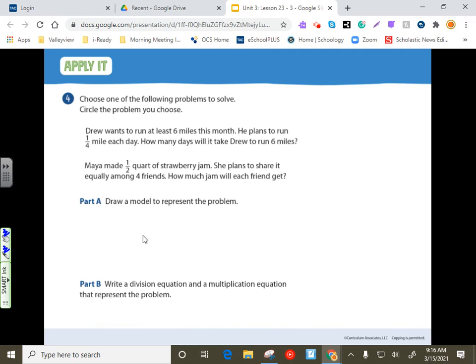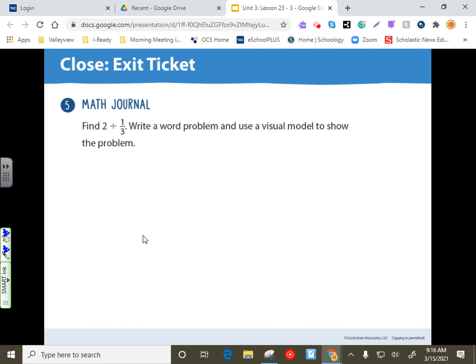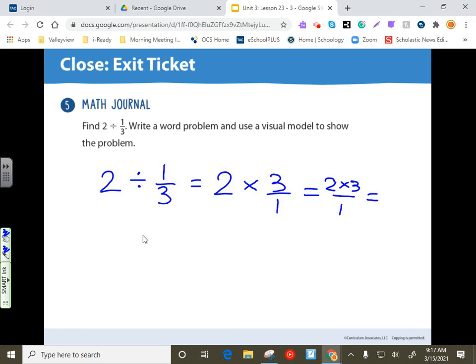And let's do one more. Find 2 divided by 1/3. It says create a word problem. I just want you guys to know how to solve it. All right, so keep the first term, change division to multiplication, flip our divisor. This gives us 2 times 3 over 1, which is 6 over 1, or also known as just 6. And that's it. That's all you have to do for that.